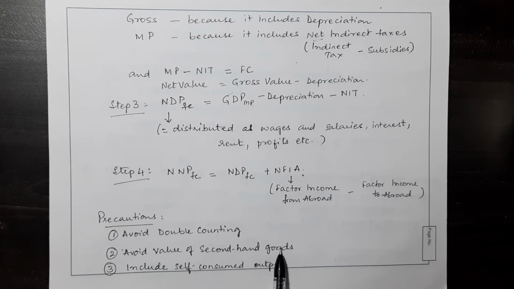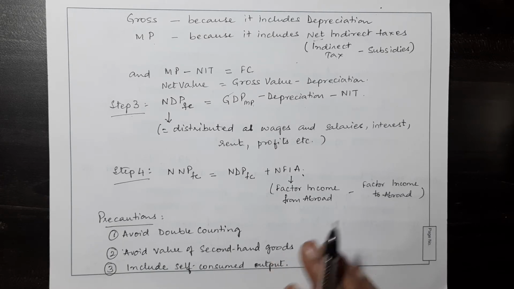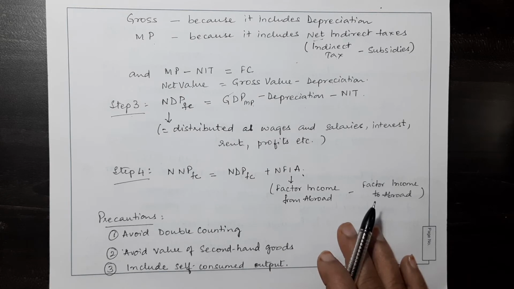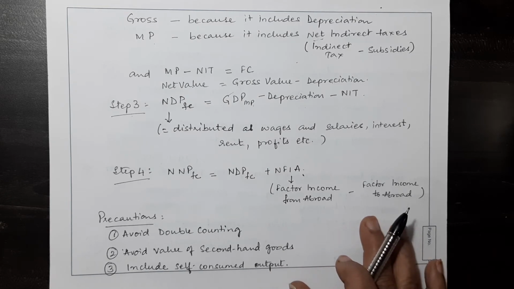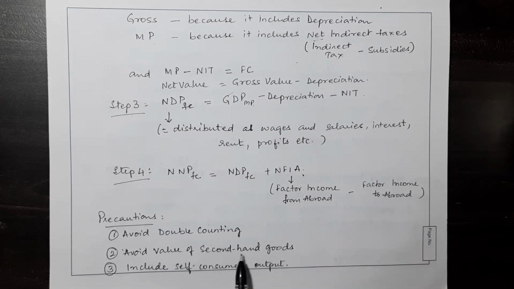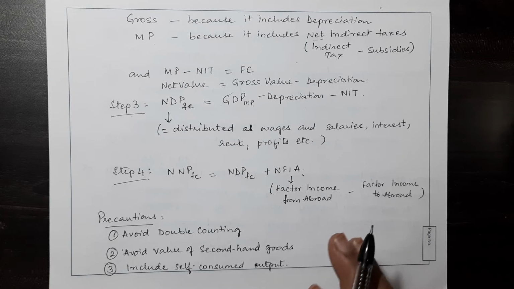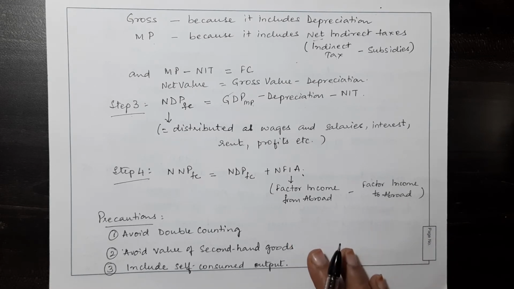Avoid the value of second hand goods. Why should we avoid the value of second hand goods? Because when they are sold the first time, the value addition has already taken place. So we will not include the value of second hand goods. However, if the person earns a commission or profit on that, then that value has to be added.